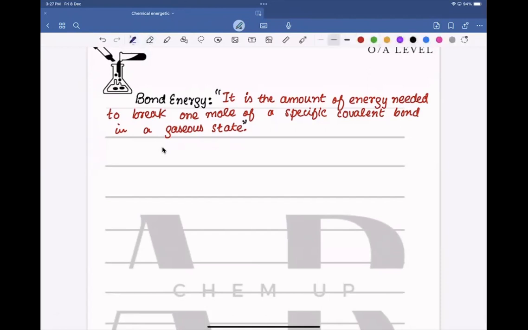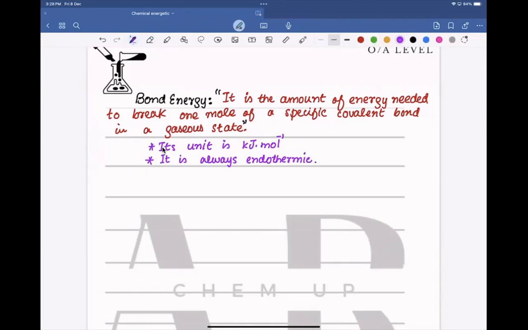Okay. So its unit. We know that usually the unit for energy is kilojoule, but as we restrict it to 1 mole, it is going to be kilojoule per mole. And the other thing, it is the amount of energy needed to break the bond, so it means it is always endothermic, right?